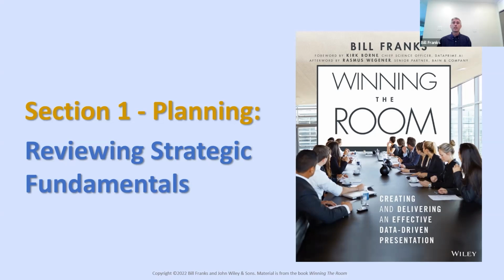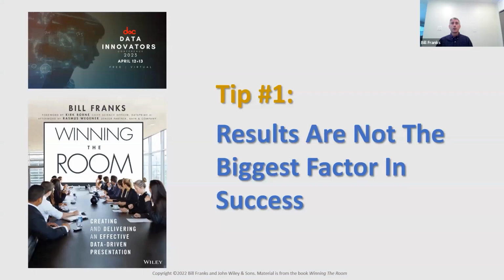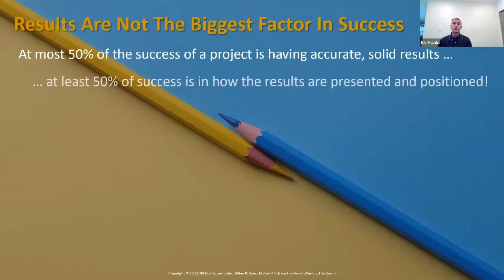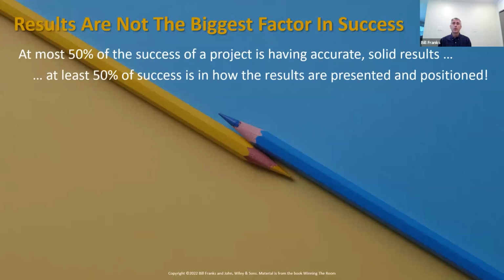Obviously, there's no point in doing an amazing project and finding some amazing results if nothing happens. So one of the things that I came to terms with over the years, and it took me a while, and it still sounds crazy to say, but results are not really the biggest factor in success if you go out and do a large data science or other technical project. In an ideal world, it would be. All that should matter are the results. But I'm going to suggest to you that at most 50% is what you actually find in terms of having accurate and firm, solid results.